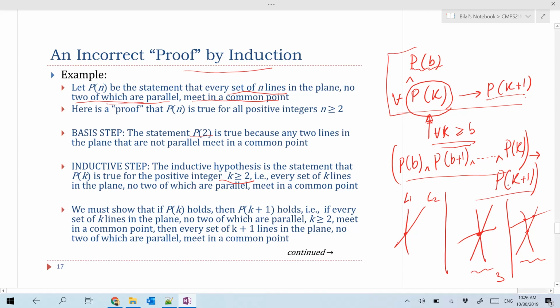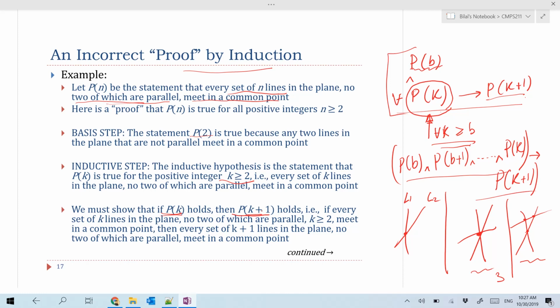Once you make this wrong assumption, P(k), nothing prevents you from entailing the wrong conclusion, P(k+1). Just because P(k) is false, it does not mean that the implication is false. The implication is still true. Okay, so how do we prove it, or how might we prove it erroneously?